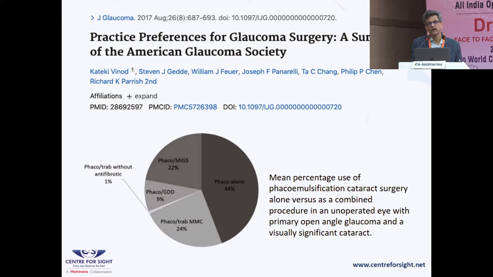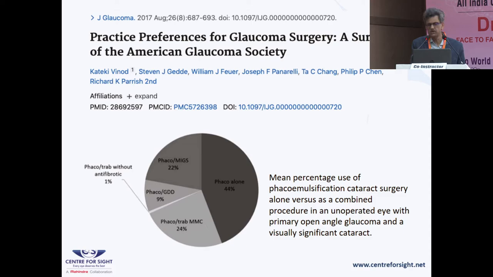But phaco plus minimally invasive glaucoma surgery, whatever form, and phaco trab has shrunk quite a bit. And they actually love doing tubes also. Many times they are teaching tubes before they teach their fellows how to do a trab, but not for us. For us, trabs are still primary. But see how the patterns are changing.